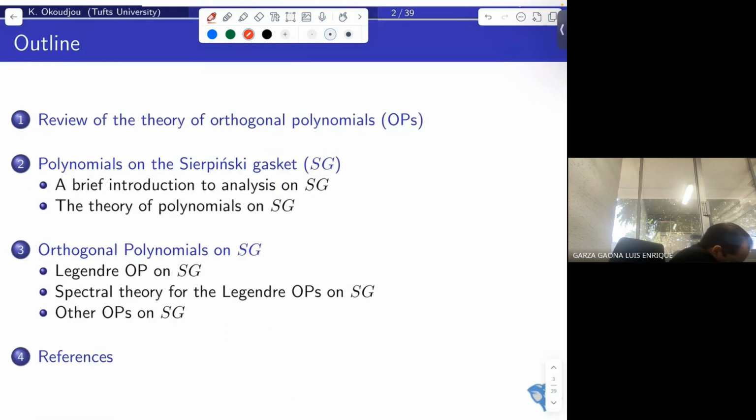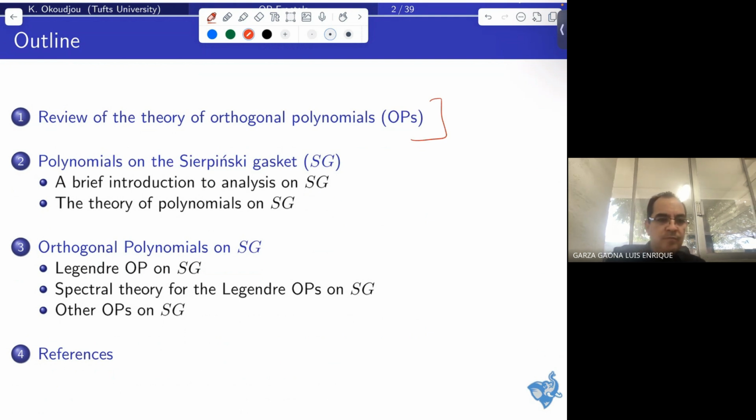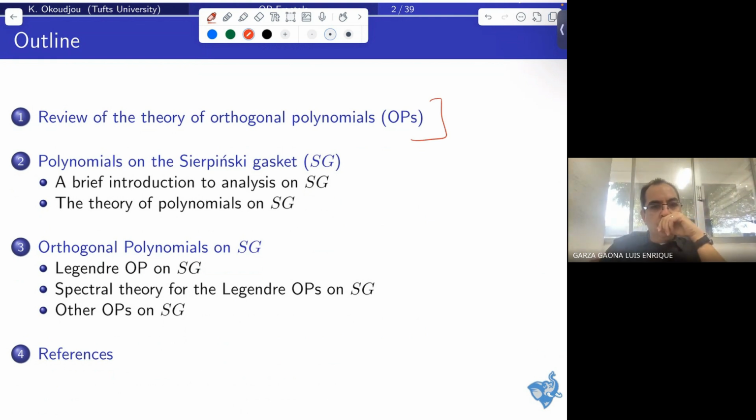For this group, I feel like I shouldn't do much of a review of the theory of classical orthogonal polynomials, but I do want to set the stage for some of the things that I would like to present. So the first part of my presentation, which is roughly divided in 3 parts, will review quickly some of the fundamentals of classical polynomials, Legendre polynomials, for instance. Then I'm going to spend some time setting the stage for what we know today as analysis on fractals, especially the Sierpinski gasket. I'll briefly describe the main tools that are needed, and then I'll spend some time talking about the theory of polynomials themselves.